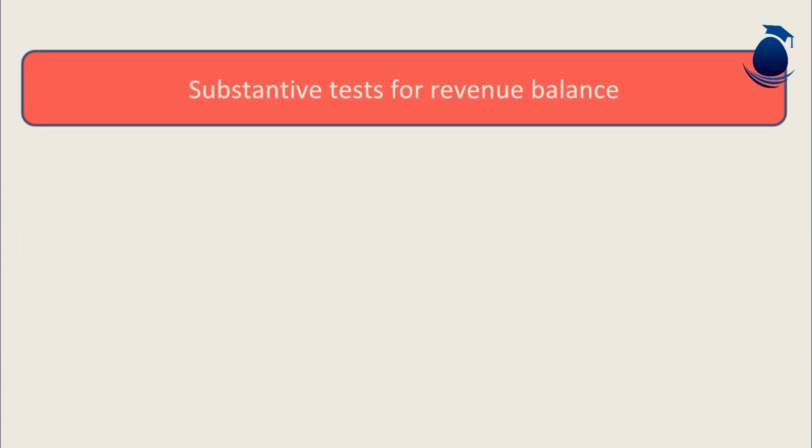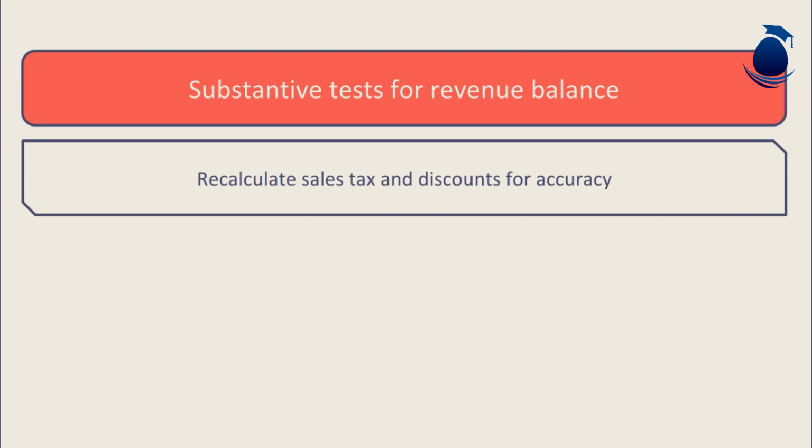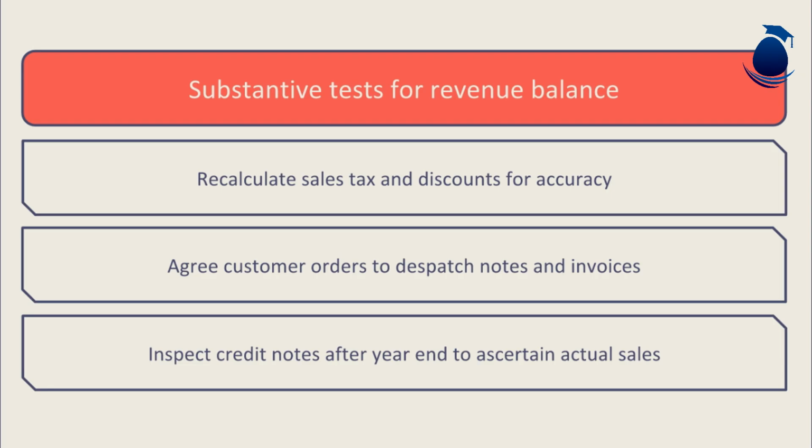The revenue balance substantive tests include: for a sample of invoices, recalculate the sales tax and discounts for accuracy. Agree a sample of customer orders to the dispatch notes and invoices to ensure they were recorded. And inspect credit notes issued shortly after the year end and the supporting documentation for evidence that they were relating to actual sales and not created to overstate revenue.